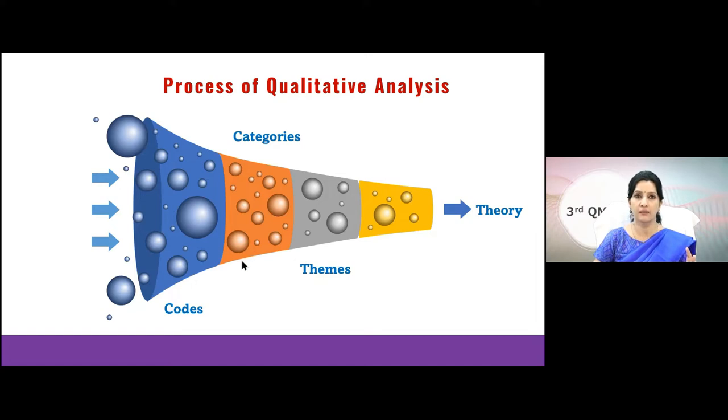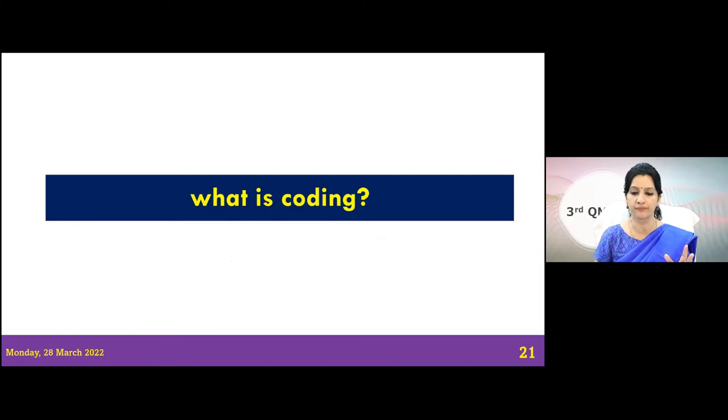Even though coding is mandatory for all analyses, there are many researchers who make themes directly out of the codes. There are people who make categories, and there are people who leave out one of these terms. So it is not always essential that all the four terms should be there in a qualitative research. But codes are mandatory for all cases. Codes are the beginning block.